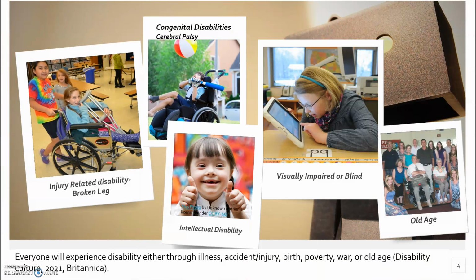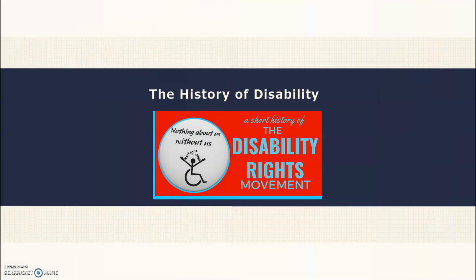Both models recognize that everyone will, at some point, experience disability either through illness, accident or injury, birth, poverty, war, or old age. These images show that people with disabilities can include injury-related disabilities like a broken leg, or congenital disabilities such as cerebral palsy that can occur at birth, intellectual disabilities such as Down syndrome, the visually impaired or blind, and old age. The last picture is of my family celebrating my grandfather's 90th birthday. Now we're going to take a look at the history of disability and the disability rights movement.